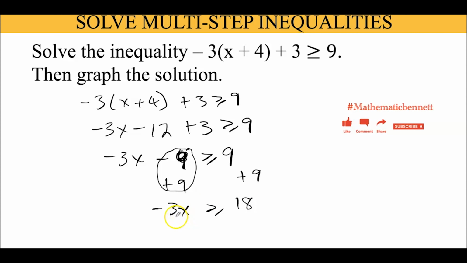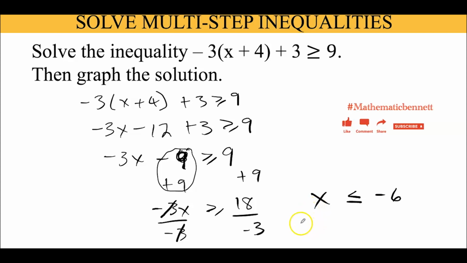From there, we can get x by itself by dividing both sides of our inequality by negative 3. Dividing by negative 3 into negative 3 would give us 1. So we're left with x. And since we divided by a negative number, we have to reverse the sign. So it's now less than or equal to negative 6.